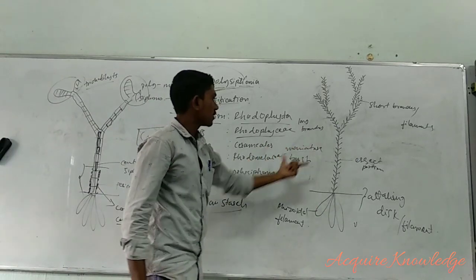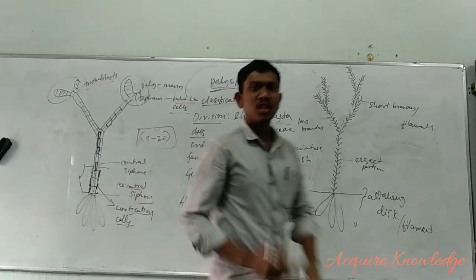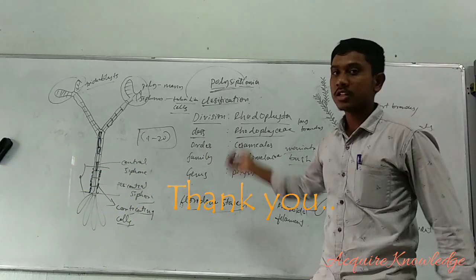Are all understood about this chapter? Yes. Okay. Well, this is one of the simplest and easiest red algae, that is Polysiphonia.